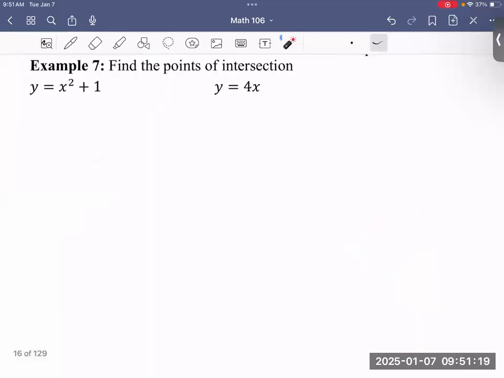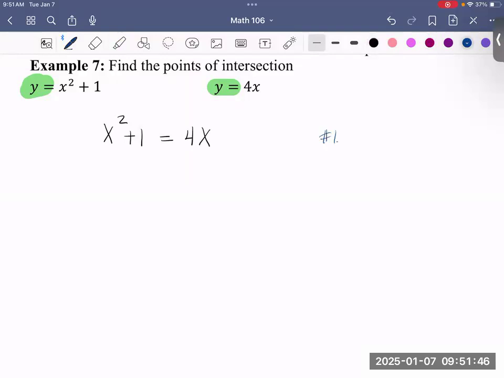So find the points of intersection. Absolutely. To find the points of intersection, notice that both of these start with y equals. So when both are y equals, we said bring them together and set them equal to one another. x squared plus 1 is equal to 4x. So step one, bring together.